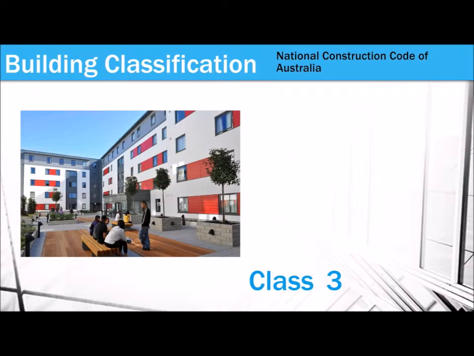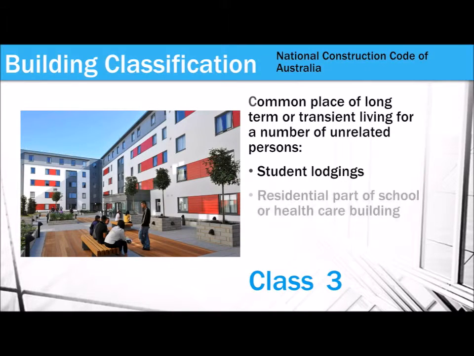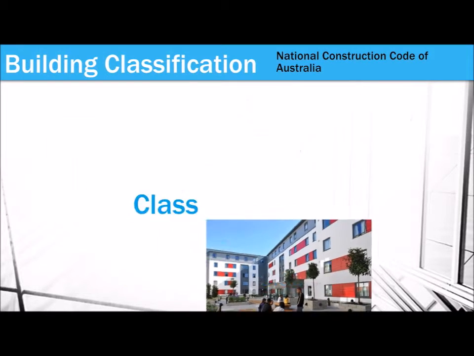Okay, now we have Class 3 buildings. A Class 3 building is a residential building or a guest house, the residential part of a hotel, motel, school. It can be accommodation for the aged or children or people with disabilities. It can also be a residential part of a healthcare building or the residential part of a detention centre.